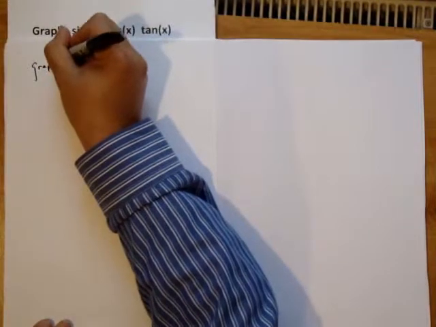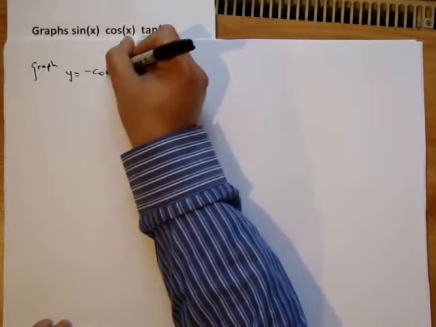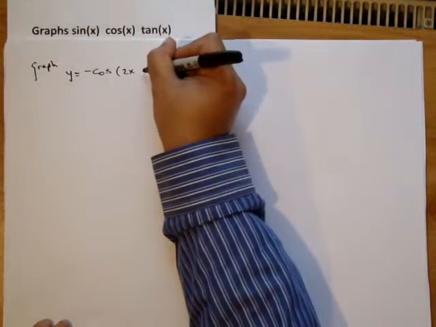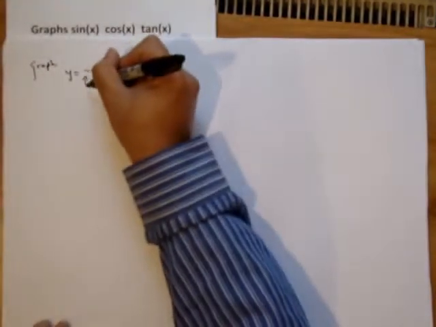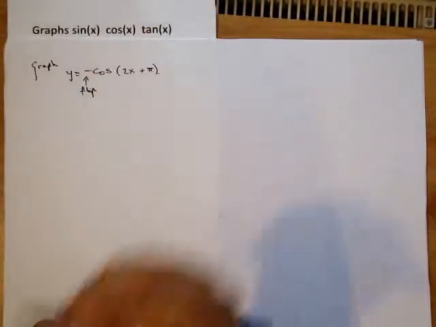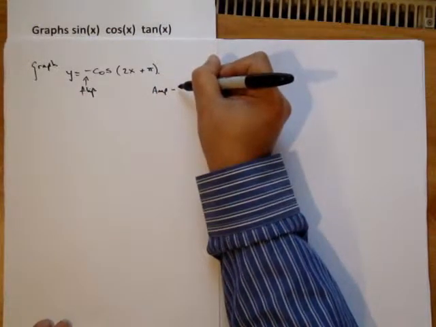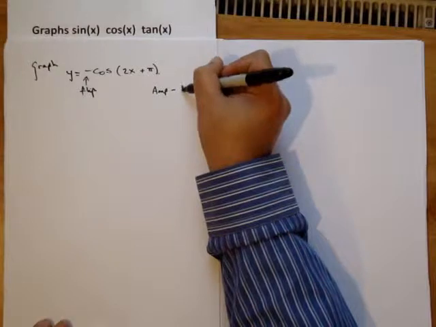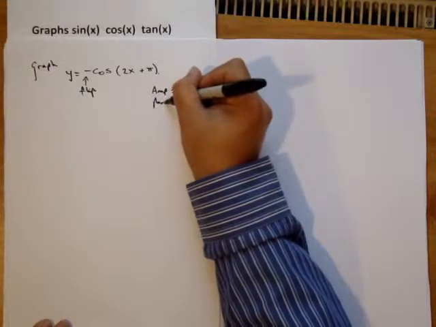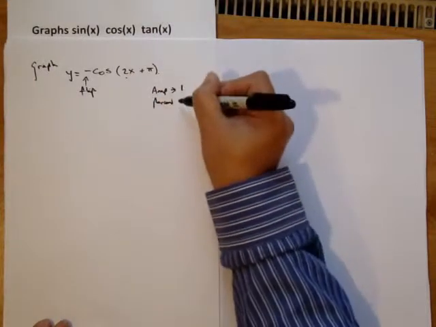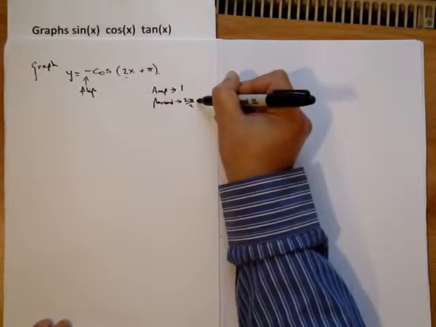Graph y equals minus cos 2x plus pi. First of all, we notice there's a flip involved. The amplitude is 1. Period relies on this 2, so its period is the normal period, which is 2 pi over 2, which is pi.